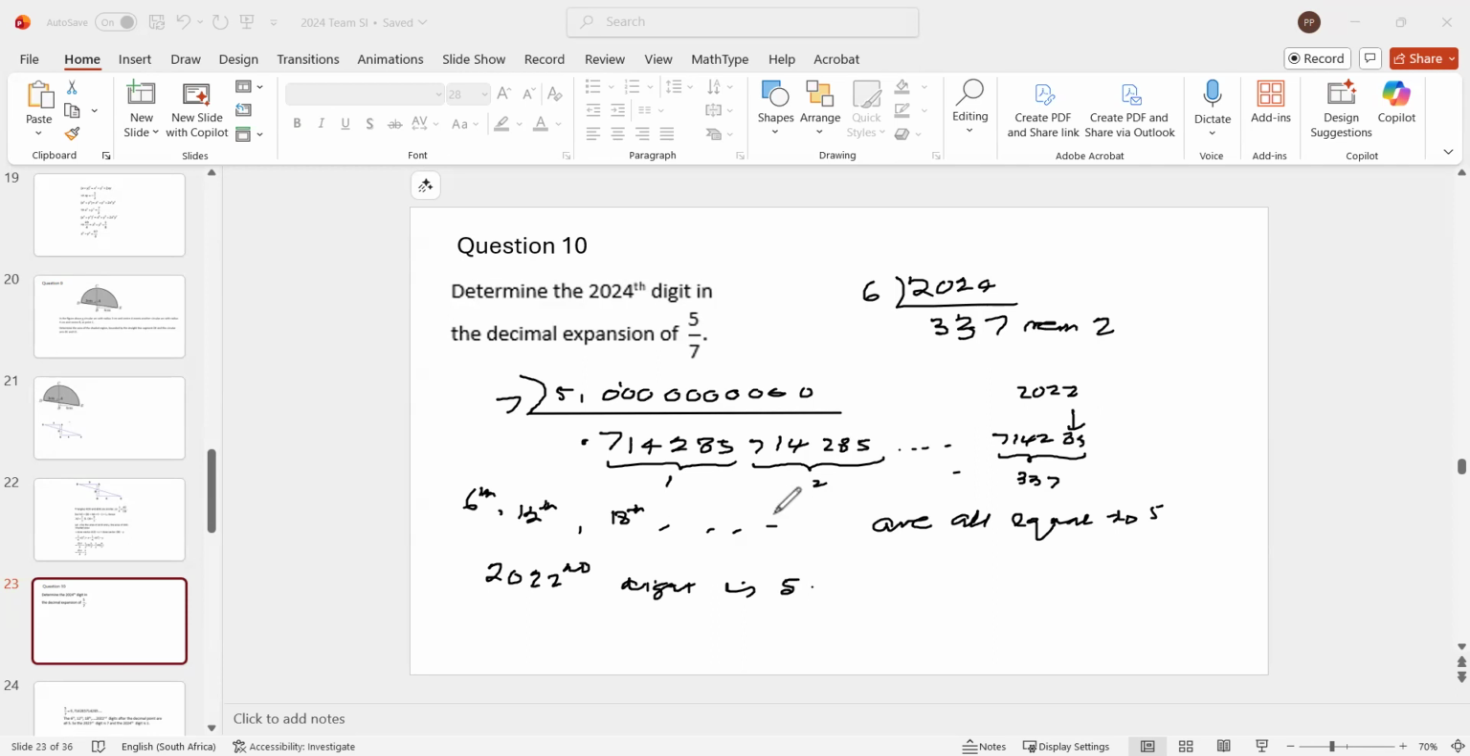Right? So the 2023rd and 2024th, you can get these things very quickly now. Because it's 5, the next one will be 7. The same thing keeps repeating. And the next one will be 1. So 571, this is 2022, 2023, 2024. So the answer is 1.